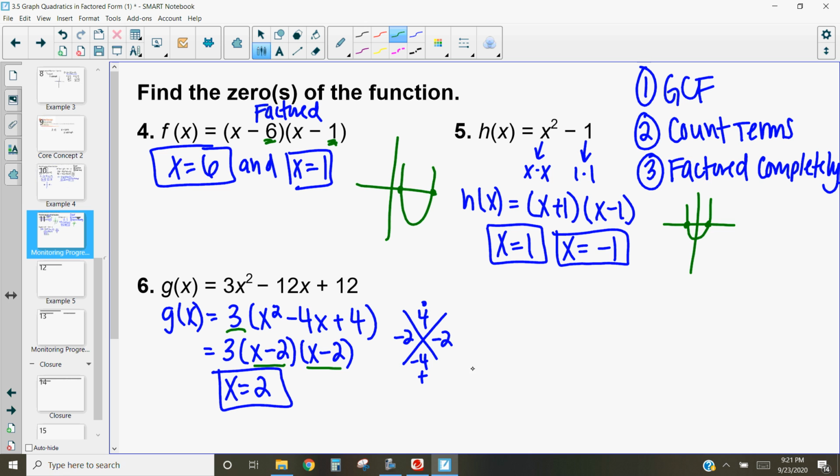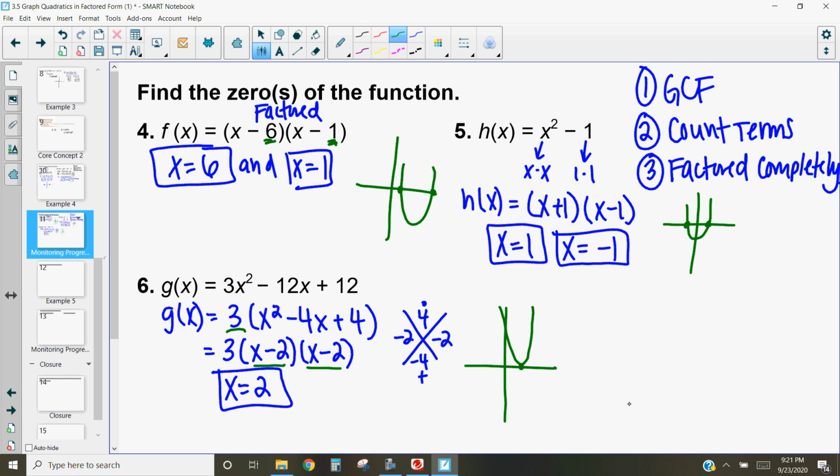So what that tells us about our function is that when I graph this equation, what's going to happen is it's only going to cross my x-axis one time, and that place it's going to cross is going to be at x equals 2. And so our function, whatever it looks like, is going to end up looking something like this, where it only crosses once and it's going to cross right there at x equals 2.